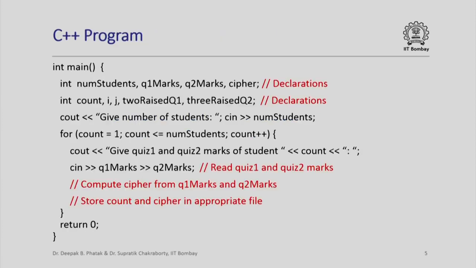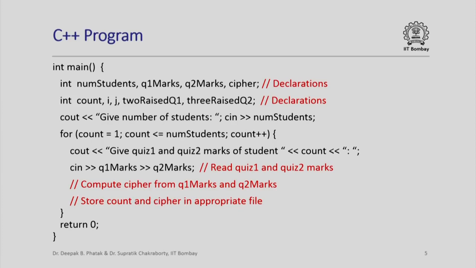So let us look at how a C++ program for this problem might look. Here is the main function. Within it we have several integer variables declared. Then we ask for the number of students, read in the number of students in this variable num students, and then we iterate in a for loop for every student. So we iterate num students number of times, and for each student we ask for the quiz 1 and quiz 2 marks, read those in, and then we compute the cipher, the encoded form from quiz 1 marks and quiz 2 marks, and we then store the count and the cipher in an appropriate file.